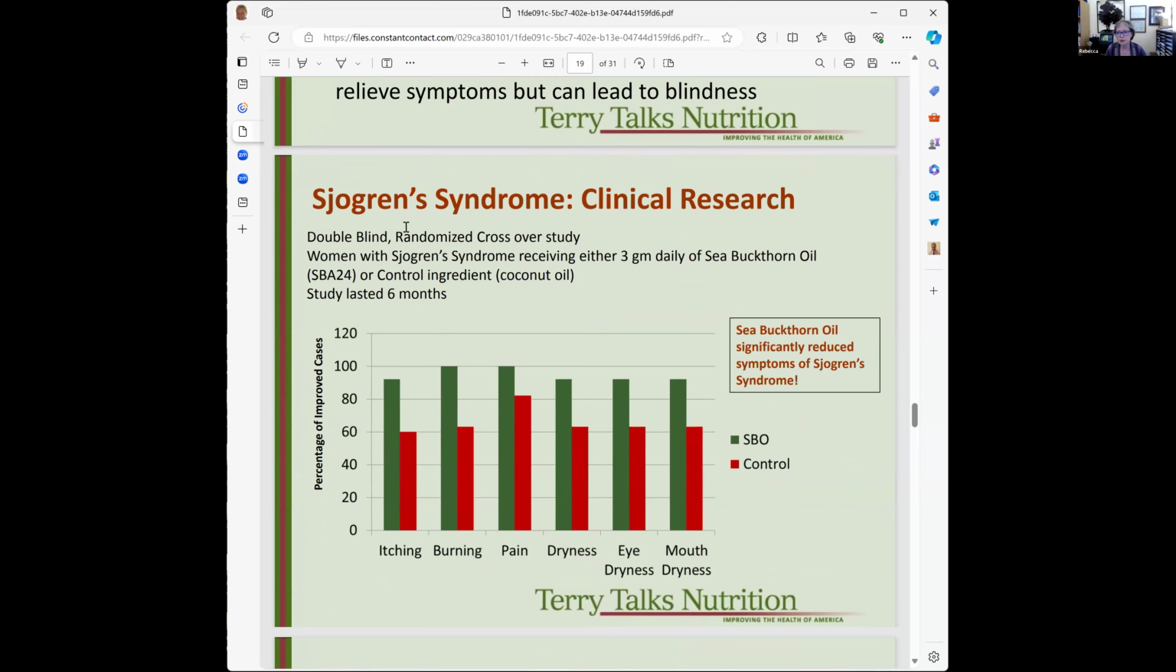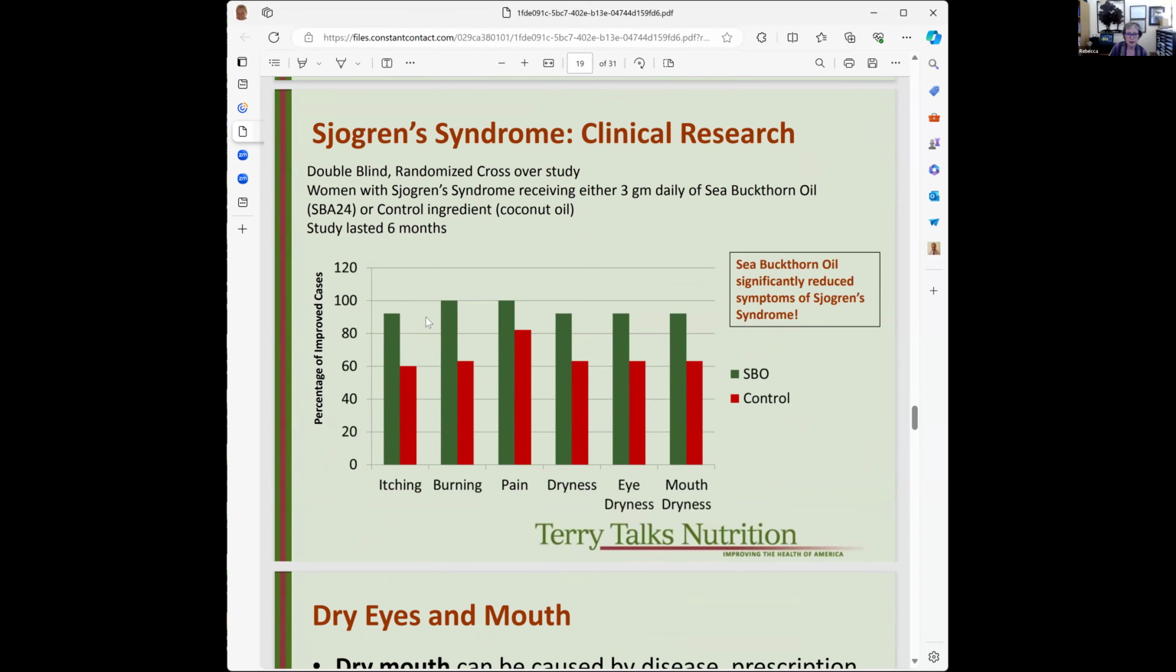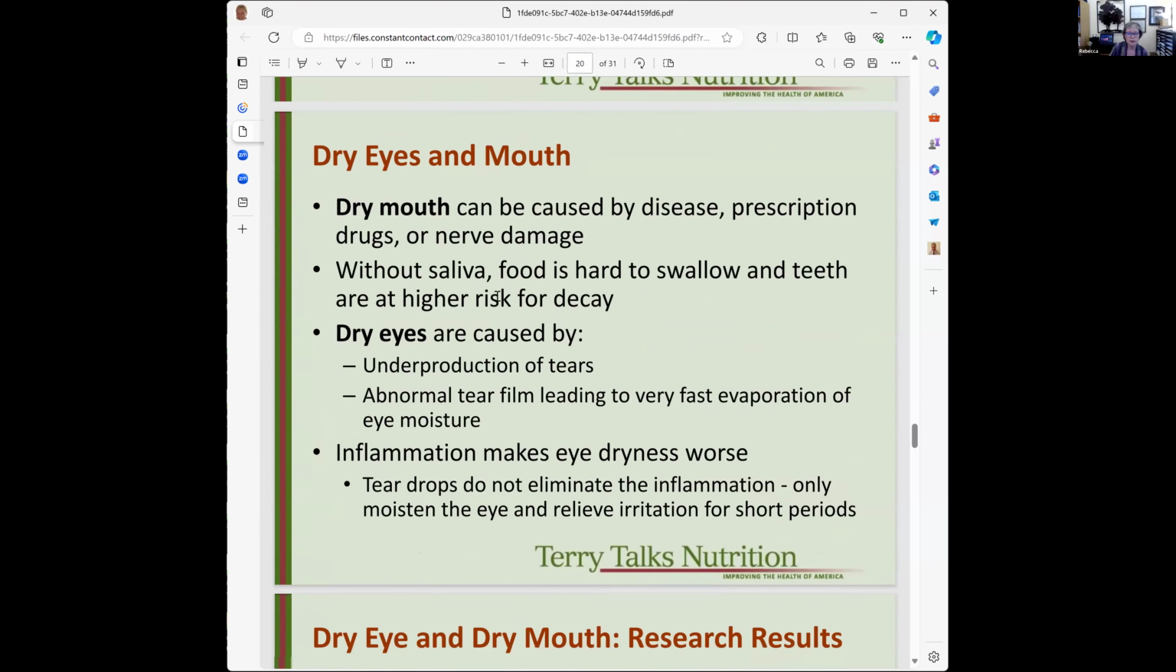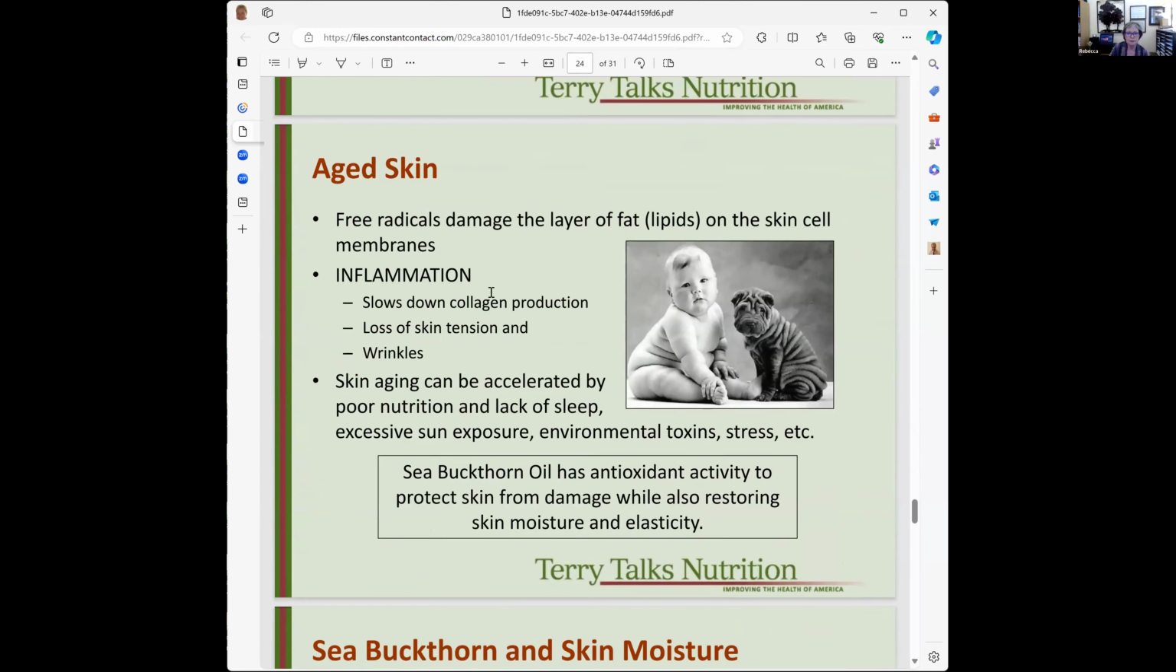So this is kind of interesting with Sjogren's syndrome and the clinical research. A double-blind randomized crossover study: women with Sjogren's syndrome received either 3 grams daily of sea buckthorn oil or a control ingredient, coconut oil. The study lasted 6 months. And you can see a clear value there on all of these parameters: itching, burning, pain, dryness, eye dryness, and mouth dryness. 3 grams daily of sea buckthorn oil. Dry eye, dry mouth. Okay, we've covered that.